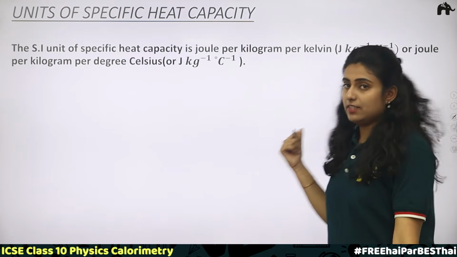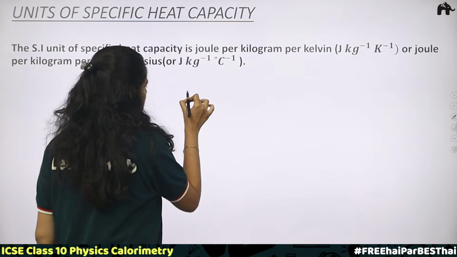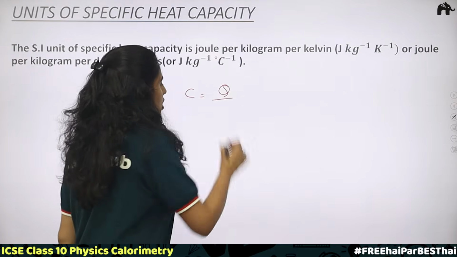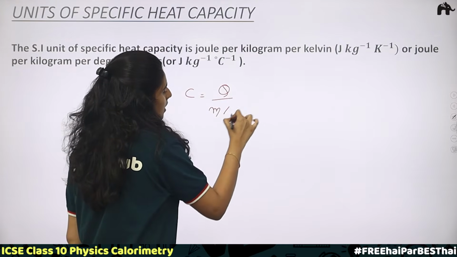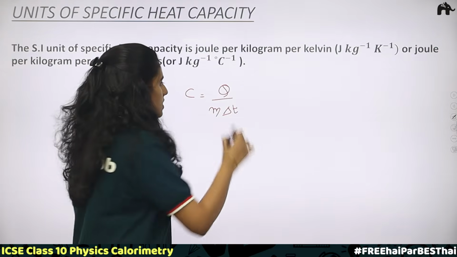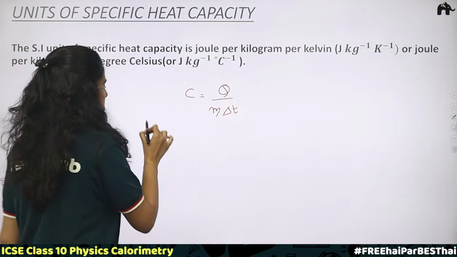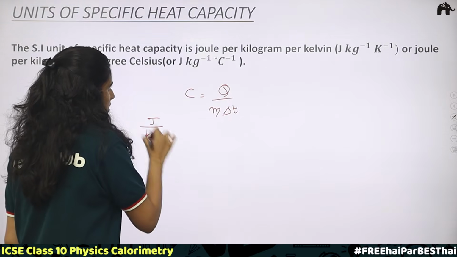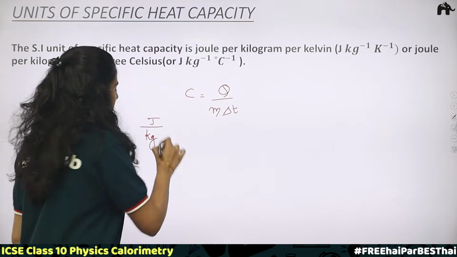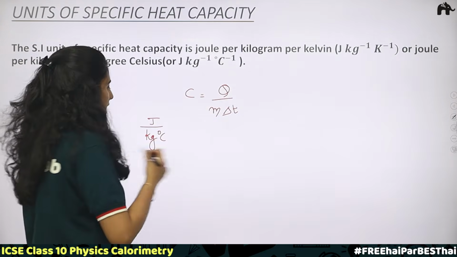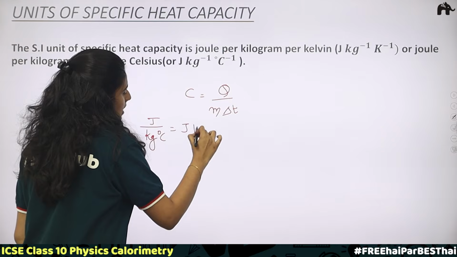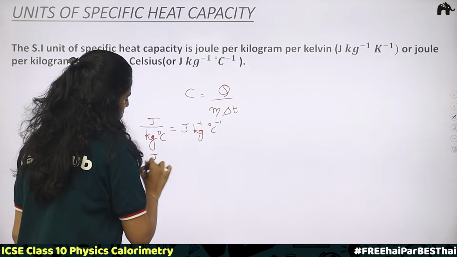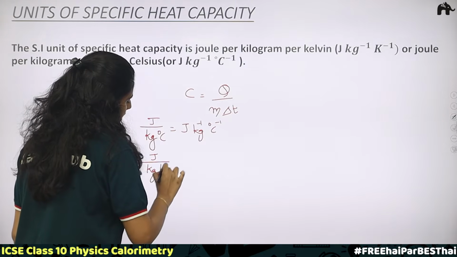Now the unit of specific heat capacity. We have said that specific heat capacity c is equal to the amount of heat energy absorbed divided by mass into change in temperature. So what is the unit of heat energy? The unit of heat energy is joules, divided by mass in kilogram and change in temperature in degree Celsius or in Kelvin. Then this can be written as joule kilogram inverse degree Celsius inverse, or joule per kilogram Kelvin.